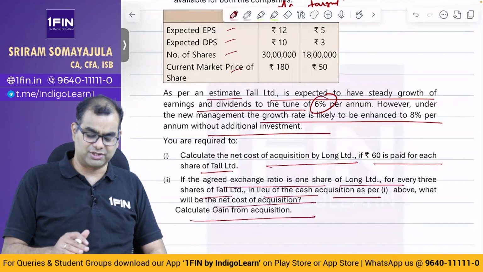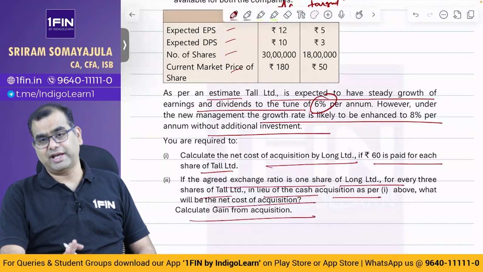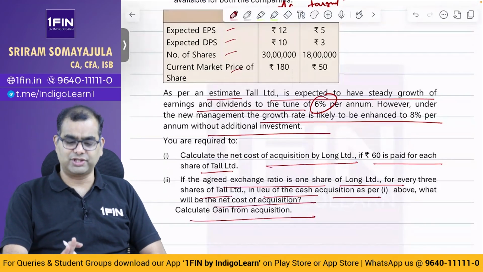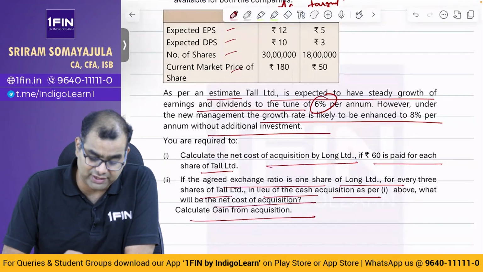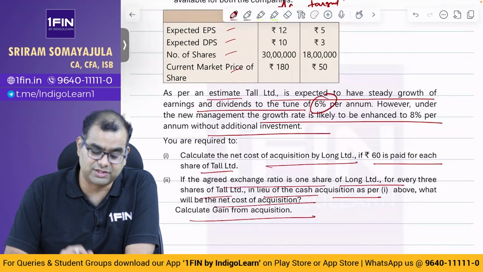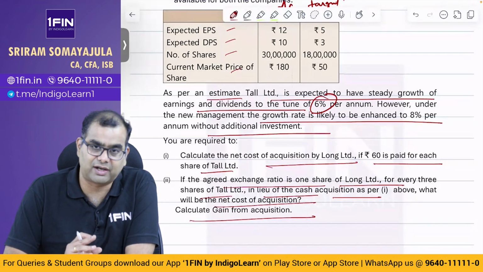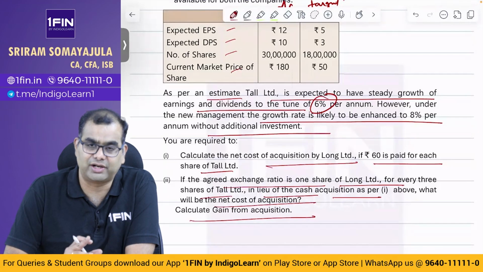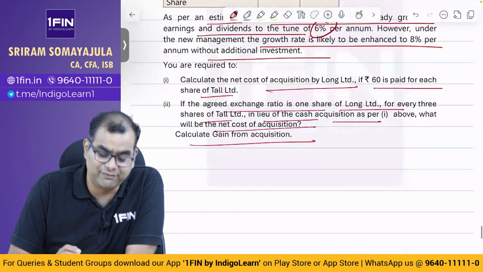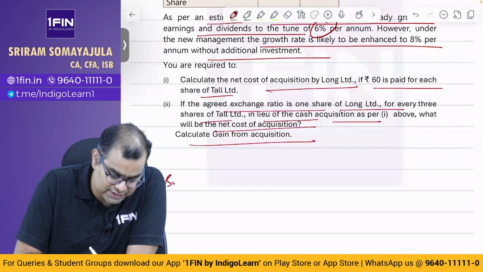Calculate gain from acquisition. So this whole net cost of acquisition and gain from acquisition business is now very confusing. A lot of students get confused. In fact, when I teach also, I am very, very careful that this is what they mean. Because the institute has gone completely crazy in trying to define something called net gain or net cost of acquisition. So please pay very, very close attention to what we are discussing here.